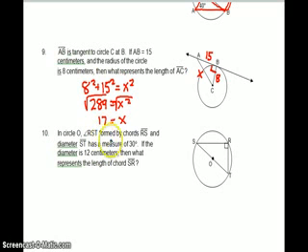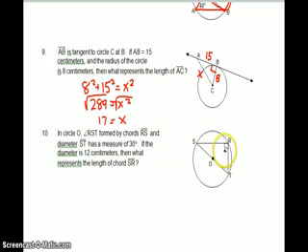Number 10. In circle O, angle RST, formed by chord RS and diameter ST, has a measure of 30 degrees. If the diameter is 12 centimeters, then what represents the length of chord SR? So let's see what we've got here. Circle O, chord RS, diameter ST, has a measure of 30 degrees. The diameter is 12 centimeters, and what represents the length of chord SR?